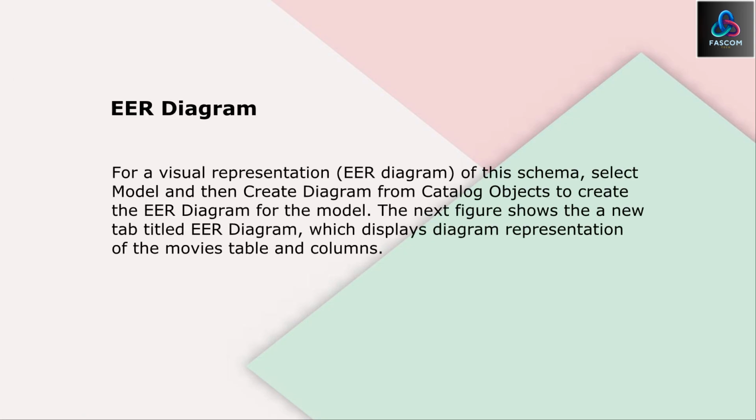EER diagram. For a visual representation, EER diagram, of this schema, select Model and then Create Diagram from Catalog Objects to create the EER diagram for the model. The next figure shows the new tab titled EER Diagram, which displays a diagram representation of the movies table and columns.